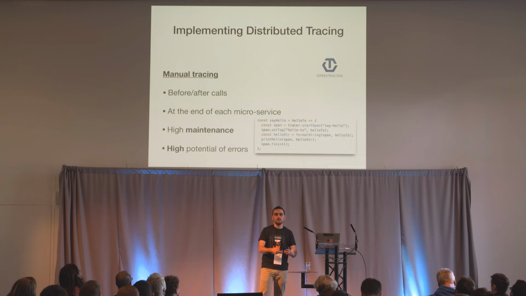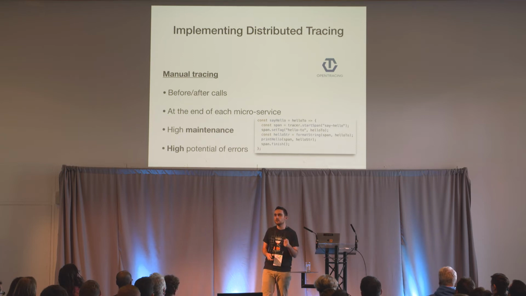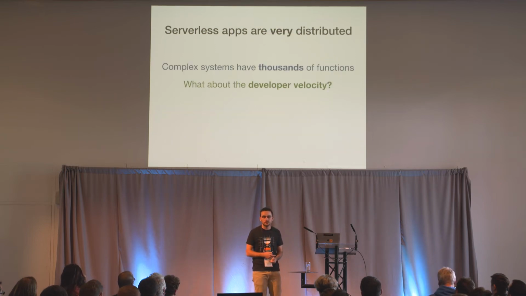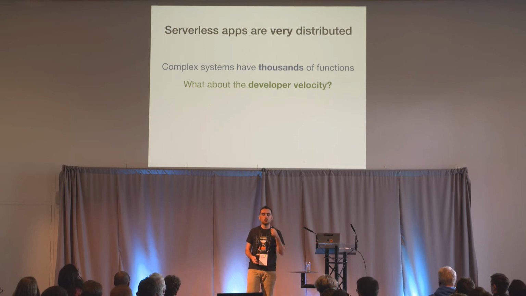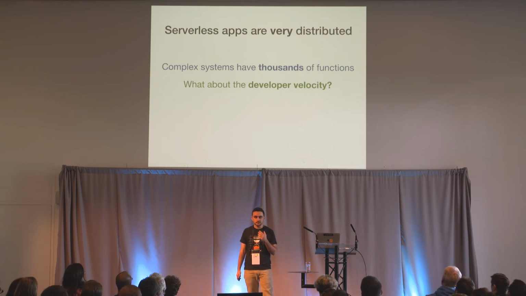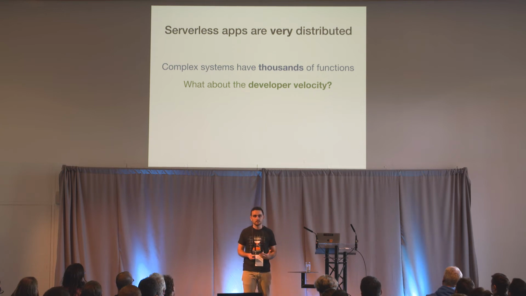We forget to trace something, we trace the wrong thing, maybe we say it's not important enough, so let's not trace it. And what we end up with is not being able to understand our production environment. Now, when we talk about the serverless environment, this becomes even more critical, because serverless applications are very distributed. A complex application can have up to 1,000 functions, and if we're going to try to trace everything manually, we're going to lose the development velocity, and that's why we went to serverless in the first place.